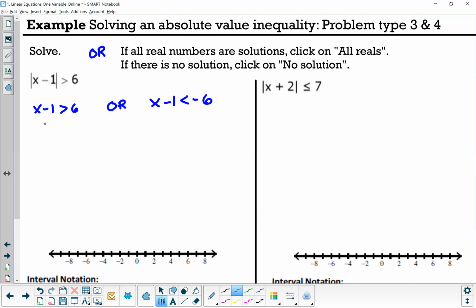Okay, let's solve these. Add 1 to each side for both inequalities. So that gives us x is greater than 7 or x is less than -5. So putting this on our graph, x is greater than 7 means an open circle at 7, and we're shading to the right. X is less than -5 means an open circle at -5, and we're shading to the left.